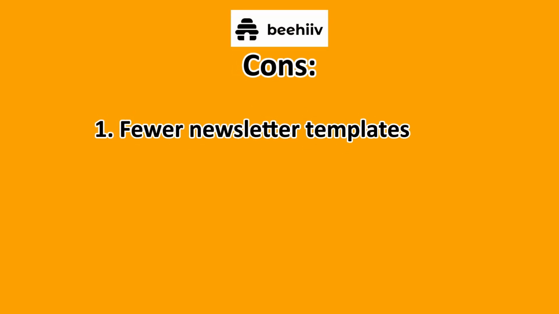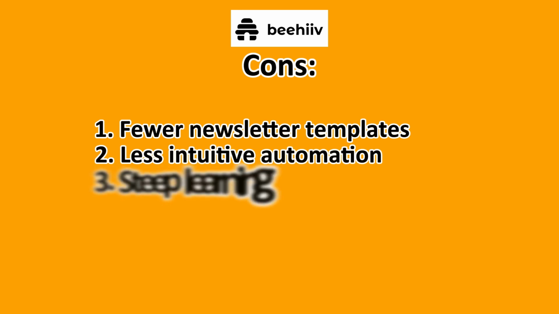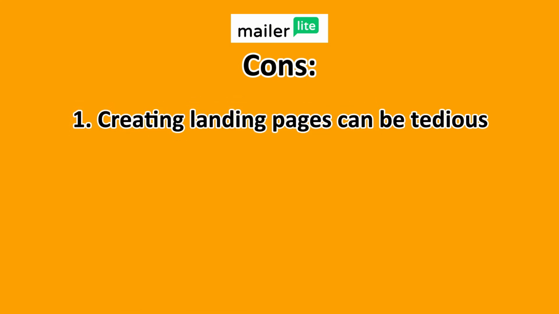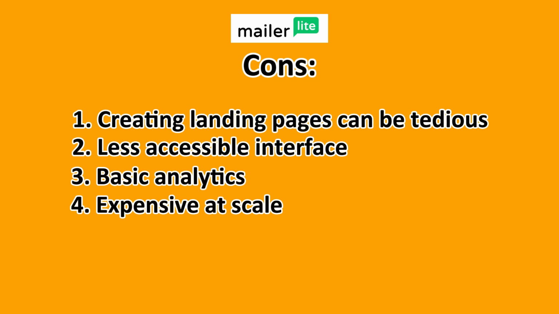On the flip side, with the cons, Beehiiv has fewer newsletter templates. It also has a less intuitive automation and a steeper learning curve. MailerLite can be tedious in creating landing pages, and the dashboard is considered as less accessible. The analytics, while there, are basic and can get expensive as you scale up.